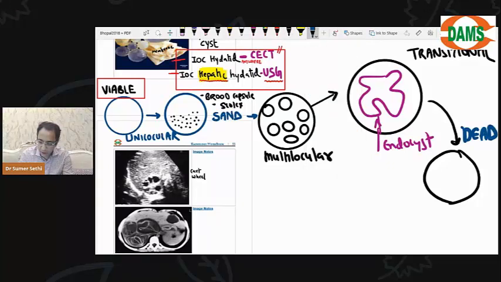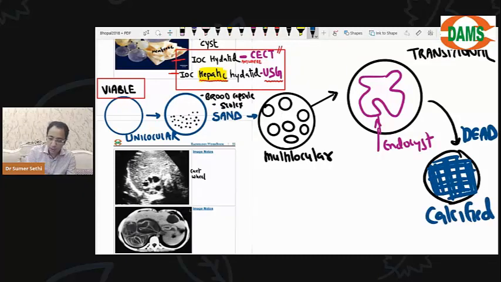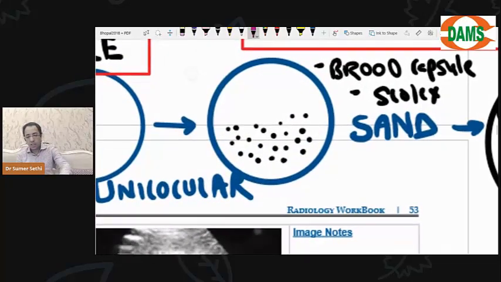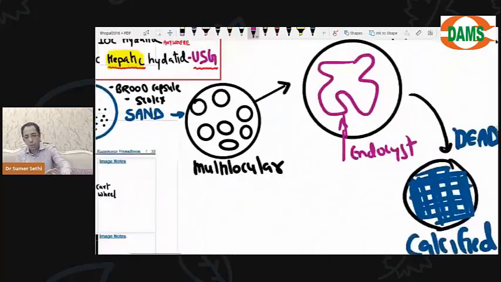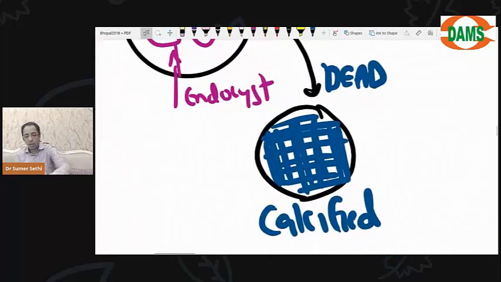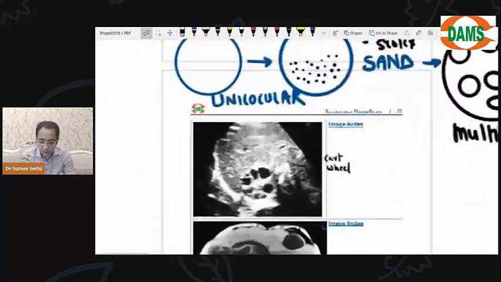When it dies, we give respect to the dead, even if he is an enemy, we put some calcium on it. It becomes calcified, but not in every part. We will tell you where it does not calcify, but when the hydatid dies, it becomes calcified. Everybody understands? So hydatid can appear unilocular, can appear like a cyst with sand, can appear multilocular. You can see the endocyst membrane floating inside, or it can appear calcified. This is the background information that I want you to have.